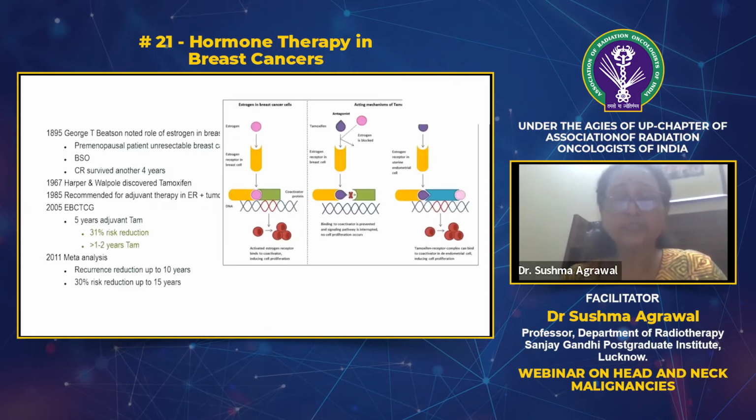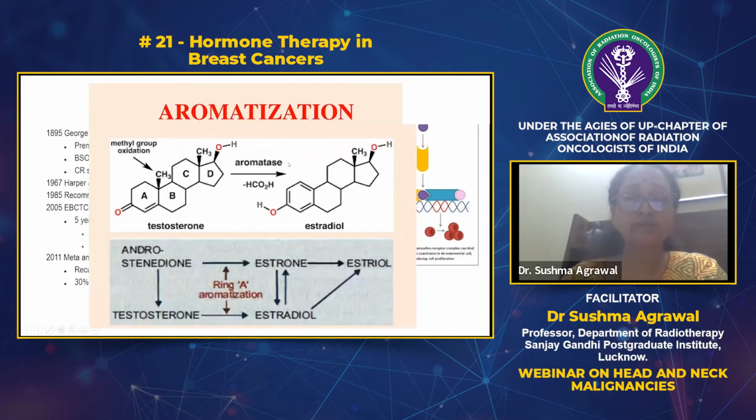So how does it work? In short, if you see here, pink is estrogen, which binds to its receptor, and then it causes cell proliferation. Tamoxifen prevents the binding of estrogen to its receptor, and the cell proliferation is therefore stopped. Now, the other class of drugs, how do they work? Aromatase inhibitors. As you can see, testosterone is converted to estrogen with the help of aromatase. So if you block this enzyme, the estrogen formation will be blocked.